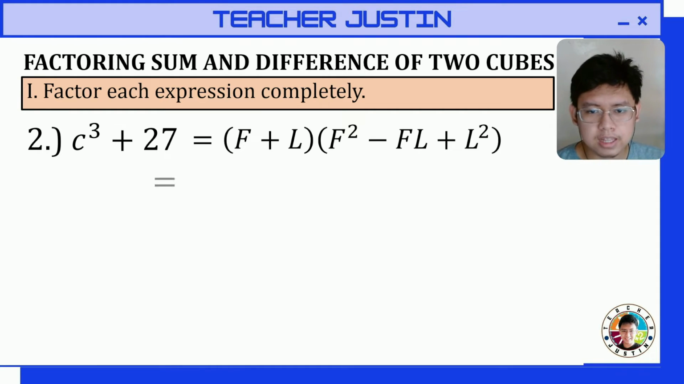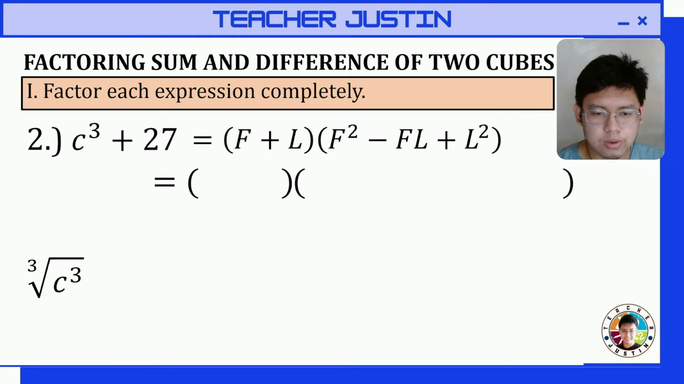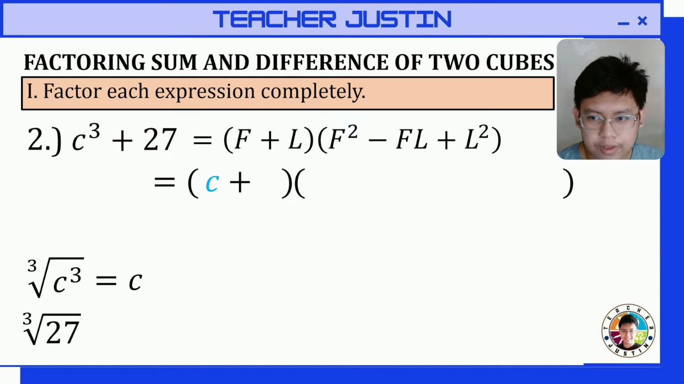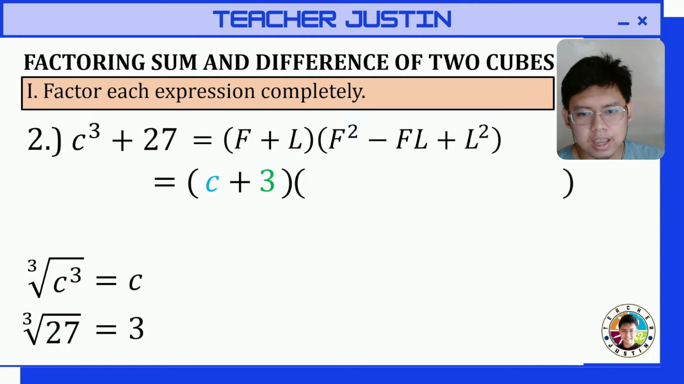So, ang first step natin, let's prepare our two groups. Then, let's get the value of our f and L. Start tayo kay f muna. So, let's get the cube root of the first term. So, the cube root of c cube is equal to c. Okay? So, yan yung ating value ng ating f. Tapos, kopyahin lang natin yung pattern plus L. So, yung L natin is the cube root of the last term. So, yung cube root ng last term natin, which is 27, it is equal to 3. So, lagay natin dito, 3. Okay. So, yan yung value ng f and L natin. Yung f is c, yung L is 3.